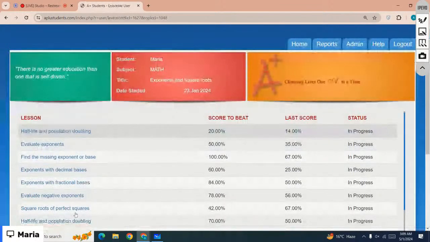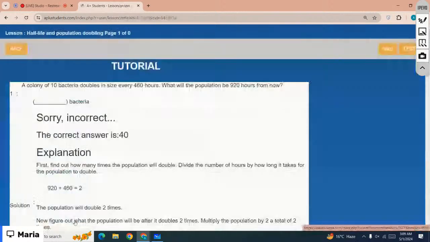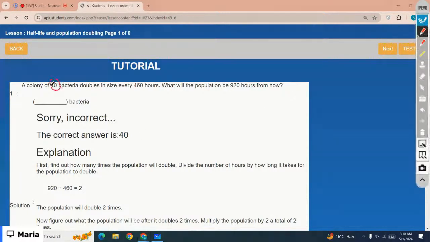The next lesson is half-life and population doubling. Let's start with the next lesson. A colony of 10 bacteria doubles its size after every 460 hours. What will the population be 920 hours from now? So we have 10 bacteria, and they double after 460 hours. You have to find how many bacteria there are after 920 hours.